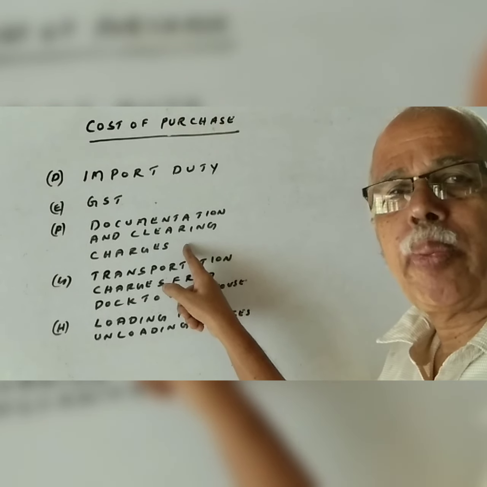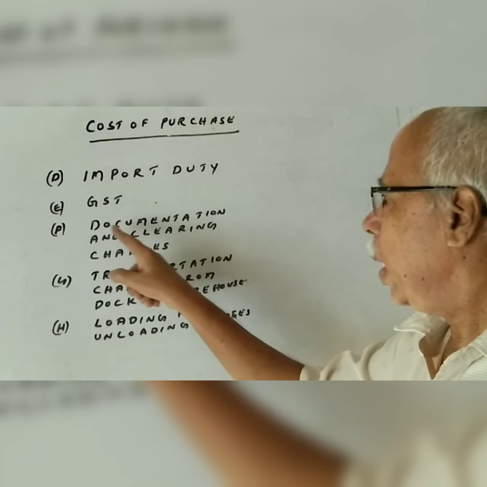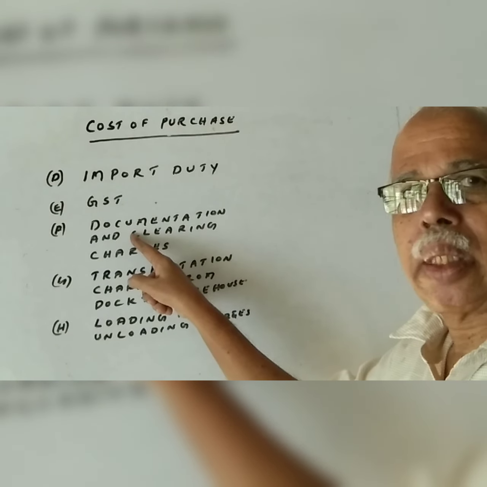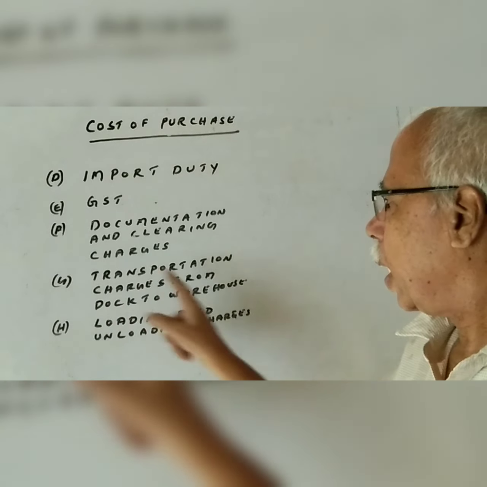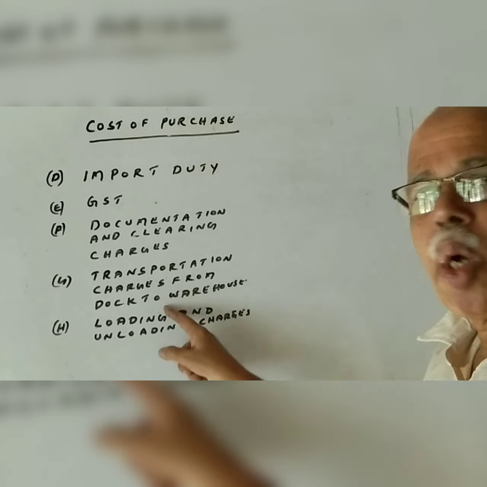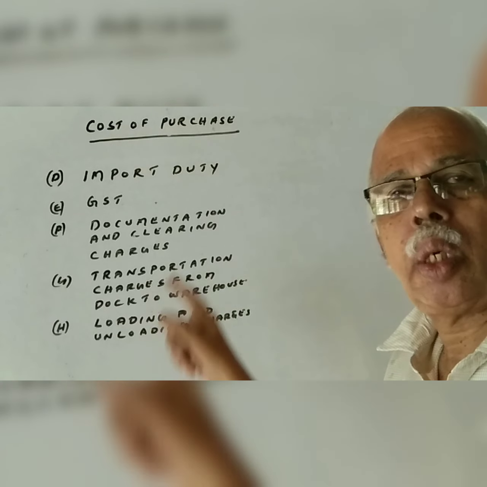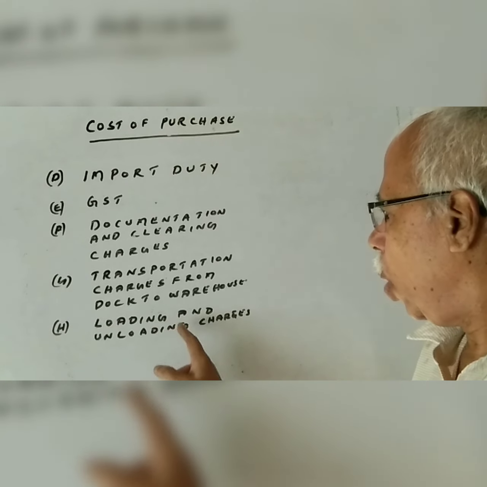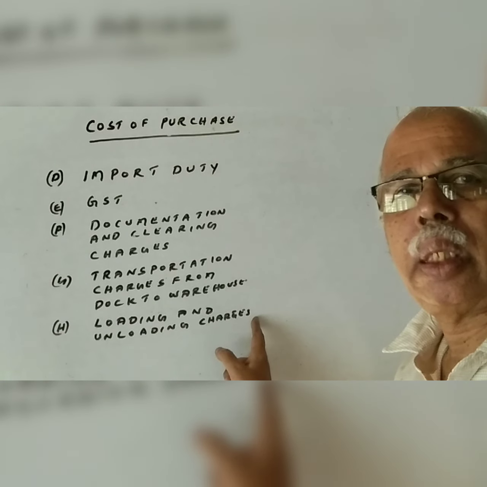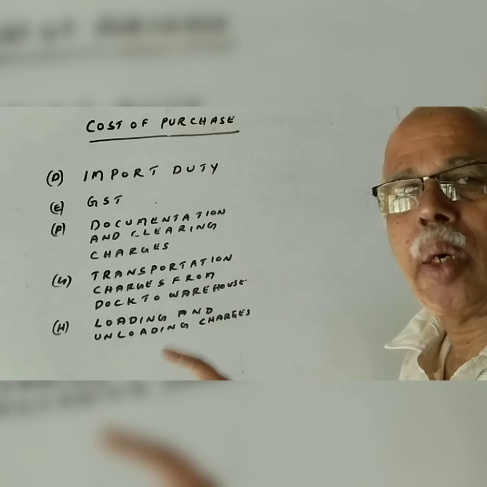F. Documentation and clearing charges. A lot of paperwork is required at the docks. They are called documentation charges and clearing charges. G. Transportation charges from dock to warehouse for bringing the material from airport or seaport to the company's warehouse. H. Loading and unloading charges. Amount paid for loading the goods onto the truck and unloading them.